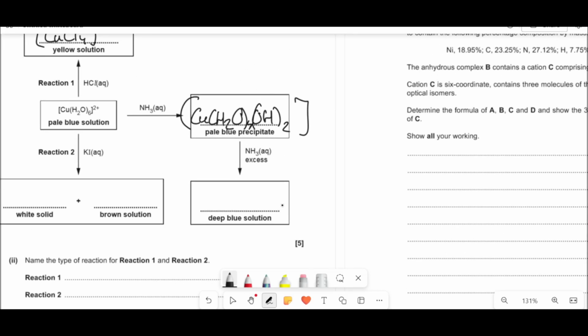Then it says if we add in excess, it becomes a solution again. So the charge is now returned. But something must have happened for it to do that. What's gone on is that you've got [Cu(H2O)2(NH3)4]2+. And that's another specific example you need to know. If it's gone to a solution, you know it's going to have a 2+ charge. There you go.